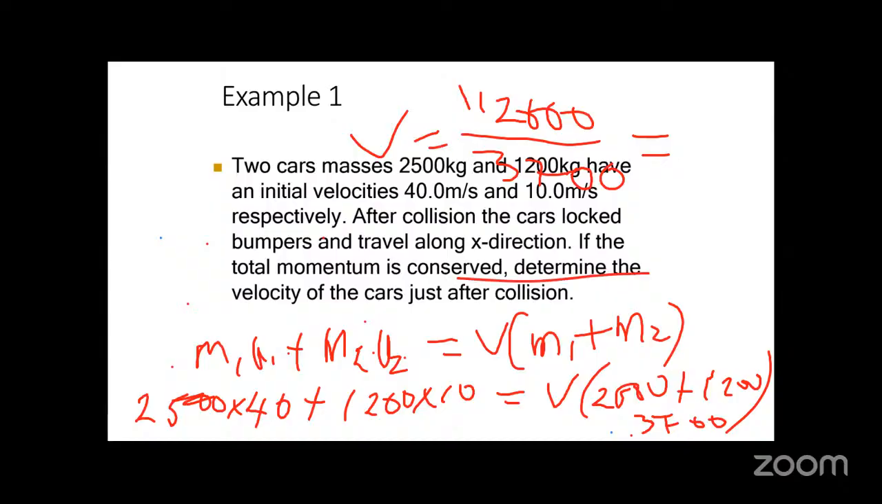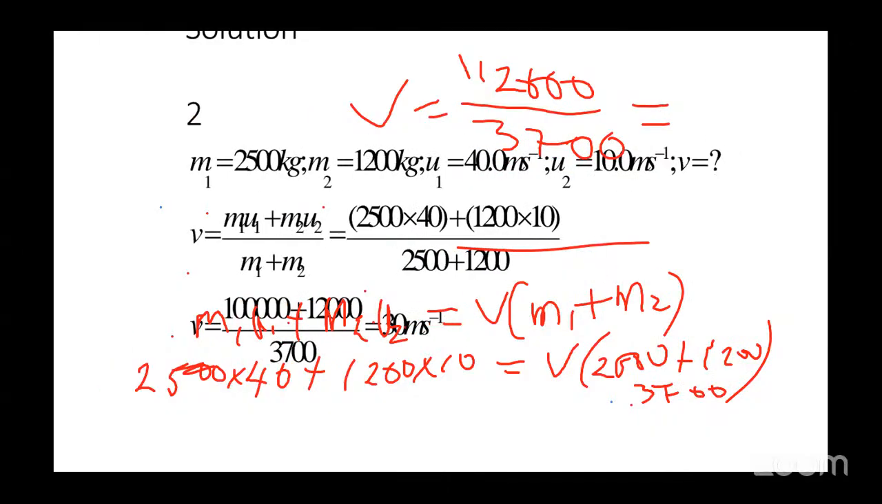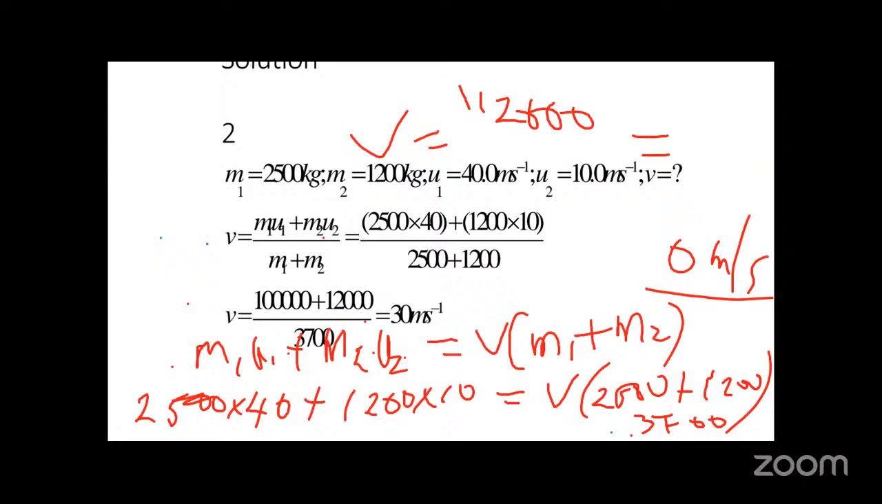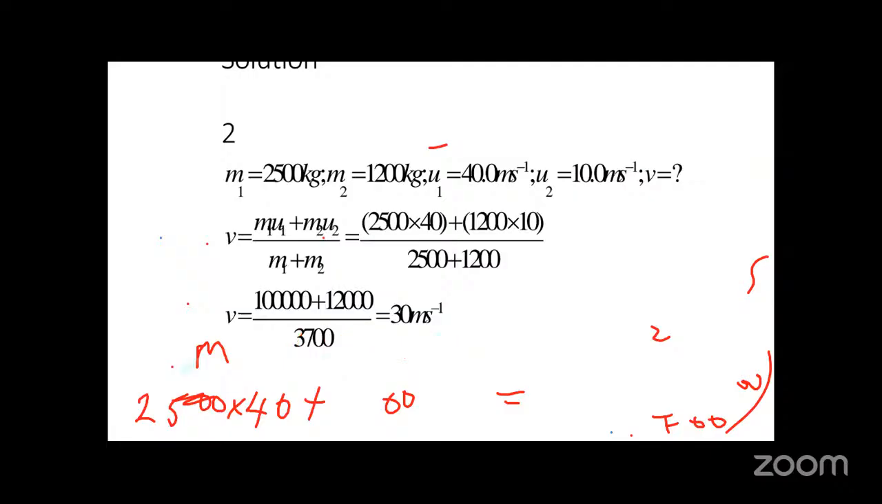That gives us 30 meters per second. 30 meters per second. That is the speed at which both of them move together. Right. So let's make progress.